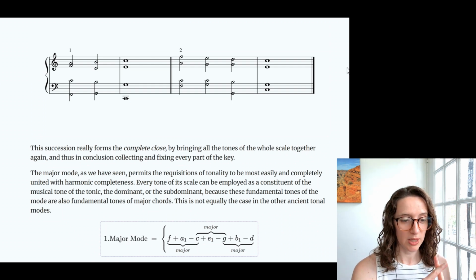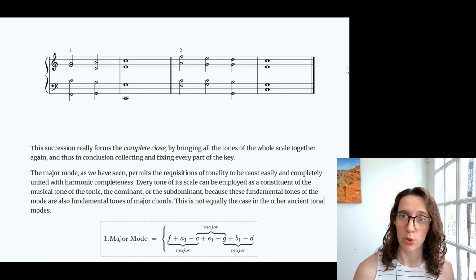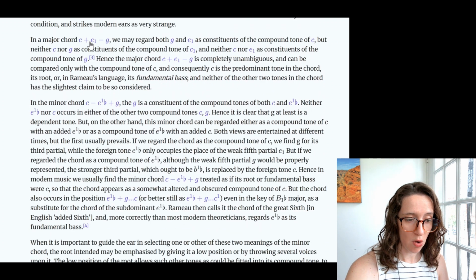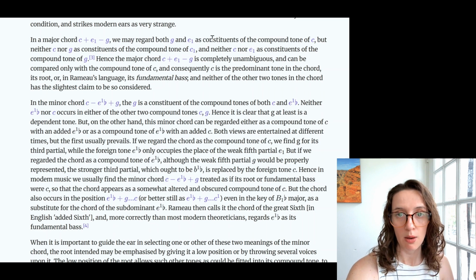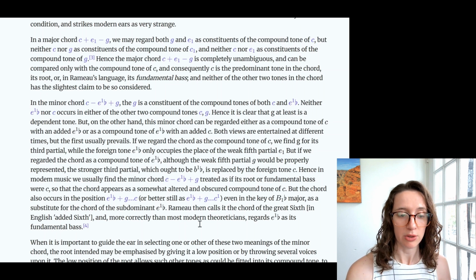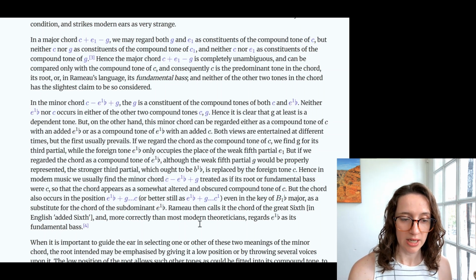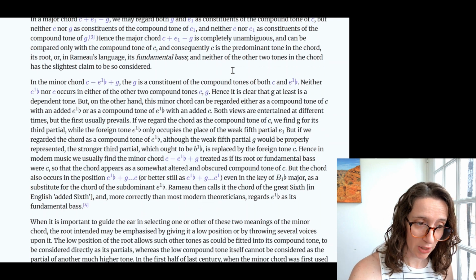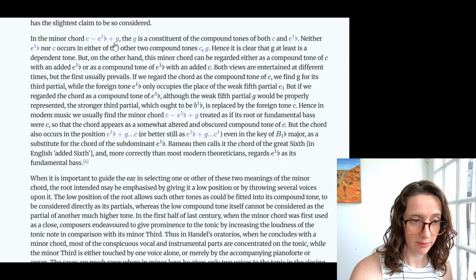Now, this relationship between the tonic, the subdominant, and the dominant is not true of other modes, for instance, the minor mode. In a C major chord, both G and E are components of the compound tone C, but neither C nor G are in the compound tone E, and neither C nor E are in the compound tone G. So it's clear that C is the root of the chord, or the fundamental base. For C minor, that's not so clear.